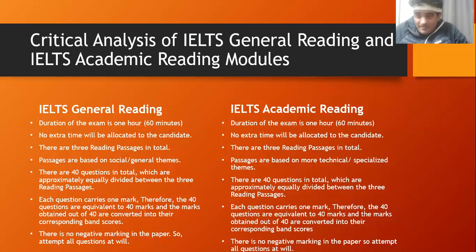So the good thing over here is there's no negative marking. So in case you attempt the question and you get it right, you get the mark. If you attempt it wrong, at worst, you just end up losing that mark. There'll be no extra mark that will be deducted from your result as a penalty, which is actually good. This is a big positive sign for us, because no negative marking means that we can actually attempt each and every question at will. Okay, so this is actually a critical analysis of IELTS general reading and academic reading modules.